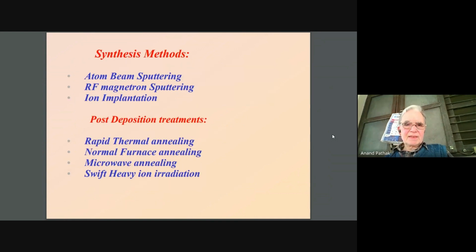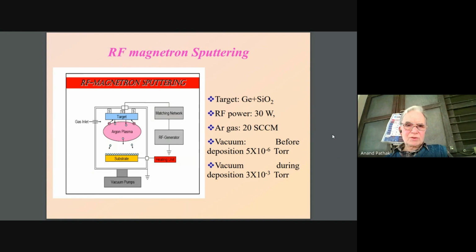And these are the synthesis methods: atom beam sputtering, magnetron sputtering, and implantation, for synthesizing these materials. And then post-deposition treatment, you have to do all these things: rapid thermal engineering, but I will talk most about the next one. Next.